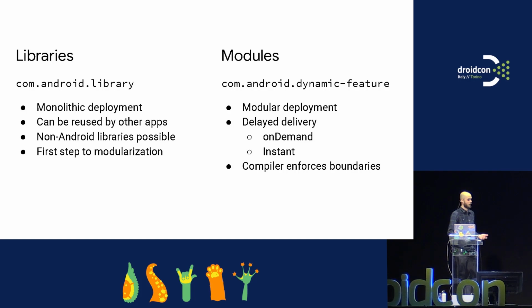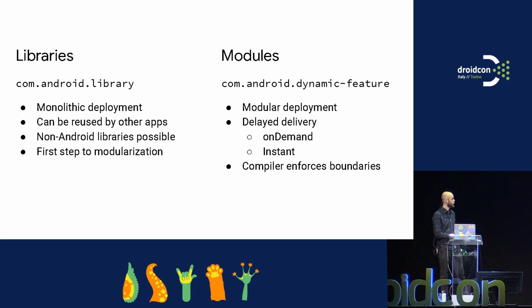So one of the really cool things about libraries, though, is, well, there's a plugin. So if you're wondering whether you're doing modules or libraries, if you use the library plugin, you're developing libraries. You still have the monolithic deployment. They can be reused in other apps, which is cool. If you make your libraries small enough, they can be reused and depended upon from another application. You could also have non-Android libraries. So you could have a pure Kotlin library, for example, which does not have any references to the Android framework. And it's the first step to proper modularization with dynamic feature modules.